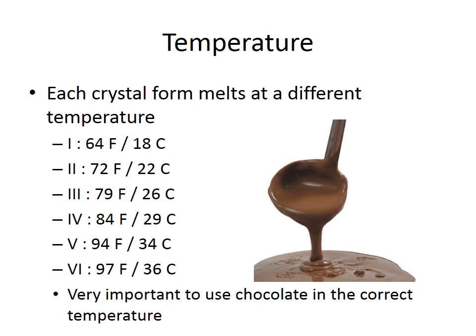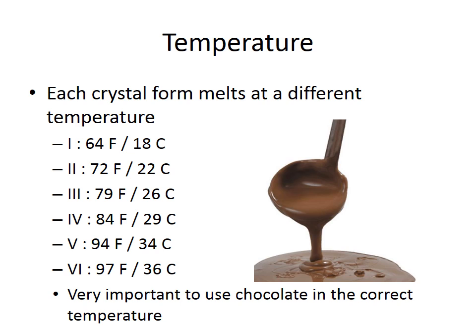Okay, so if we overheat our chocolate, we're melting out these crystal forms. Now we want to overheat it past Form 4. We don't want forms 1, 2, 3, or 4 in our chocolate because they're not stable. We want form 5. But if we heat that chocolate past 94 degrees Fahrenheit, we've now melted out all of our form 5. If we heat it a few more degrees higher, we've now melted out all of our form 6 as well.